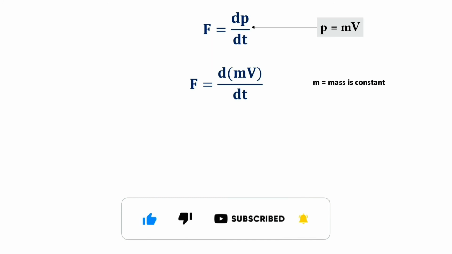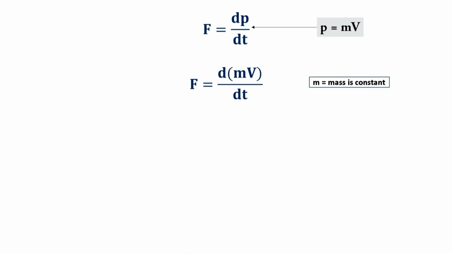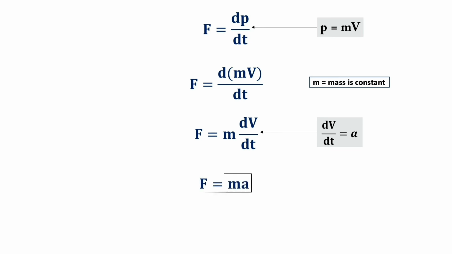Here we know that the mass of the bicycle remains constant everywhere. So we can take it outside and write F is equal to m into dv by dt. Here we know that dv by dt is equal to acceleration, that is, the rate of change of velocity is known as acceleration. So we get F is equal to m into a.